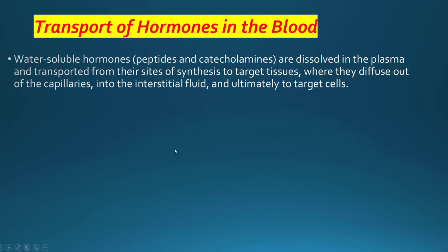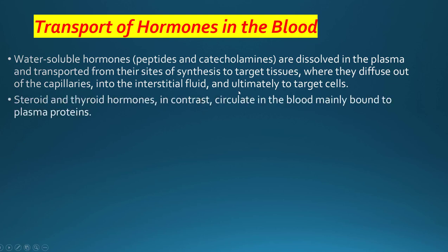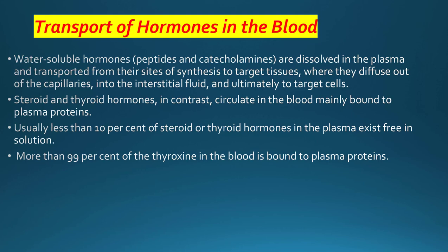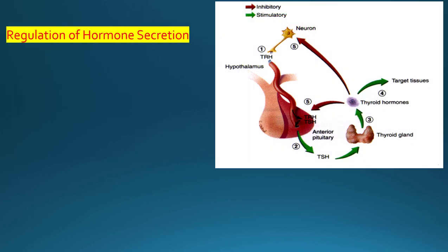Water soluble hormones, peptides and catecholamines, are dissolved in the plasma and transported from their site of synthesis to target tissue, where they diffuse out of the capillary into the interstitial fluid and ultimately to the target cell. Steroid and thyroid hormones, in contrast, circulate in blood mainly bound to plasma protein. Usually less than 10% of the steroid or thyroid hormone in the plasma exists free in solution. More than 99% of the thyroxine in the blood is bound to plasma protein.